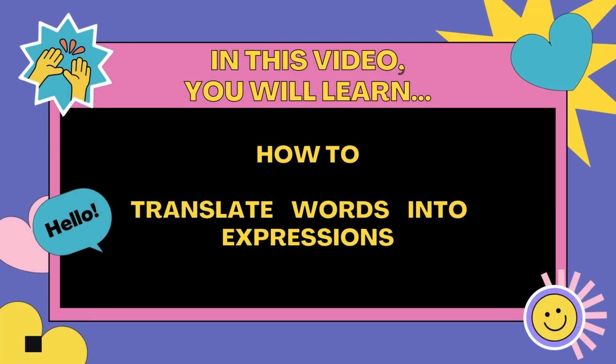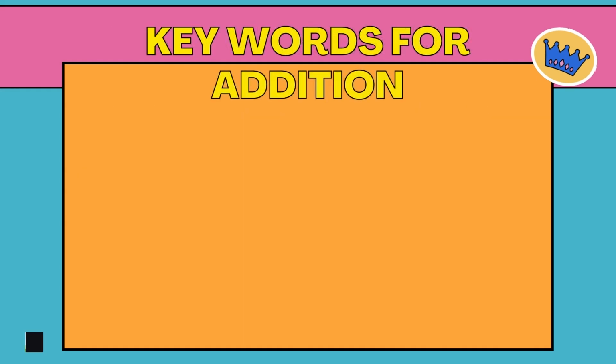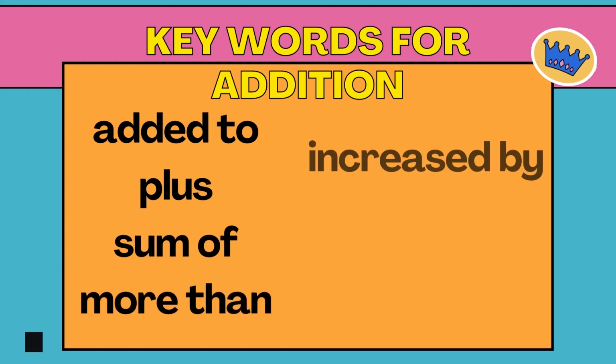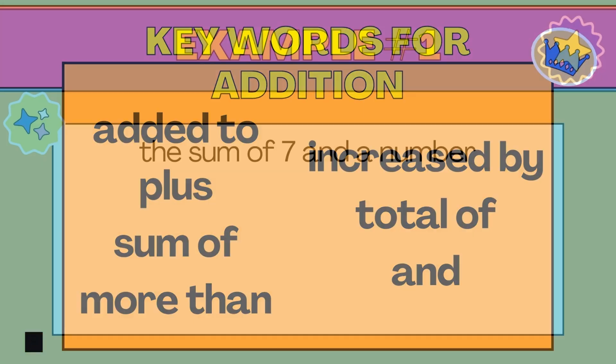In this video, you will learn how to translate words into expressions. When you translate words into expressions, you want to look for key words that tell you what operations to include: add, subtract, multiply, and divide. Let's look at some possible keywords for addition. Added to, plus, sum of, more than, increased by, total of, and. These are all words that signal that you're going to have addition in your expressions.